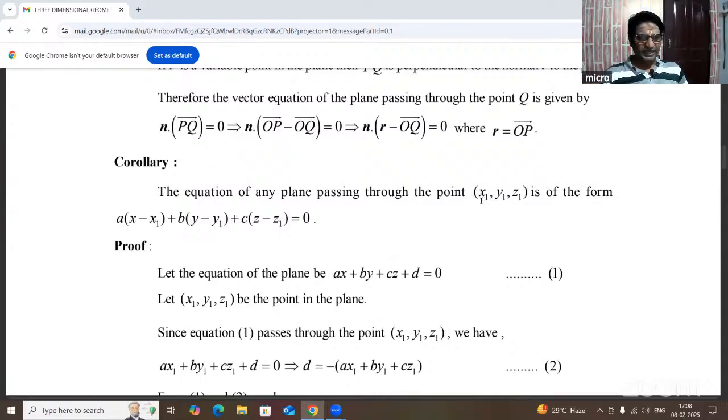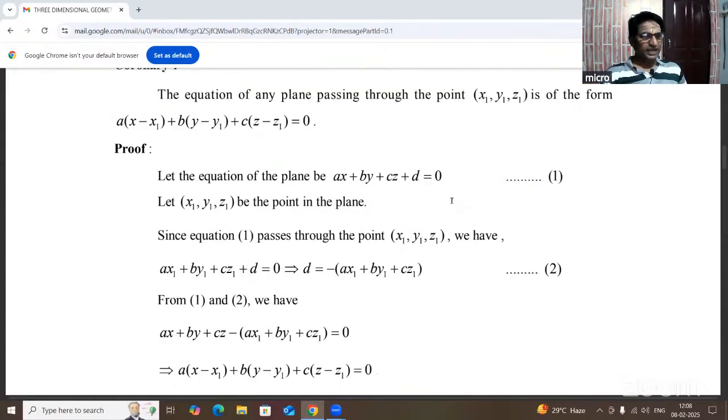So here the point is given, x1, y1, z1. And what is the form of the plane equation? It is a(x − x1) + b(y − y1) + c(z − z1) = 0. Now the proof is also very simple. Proof is not necessary, but we must know the proof of this expression.